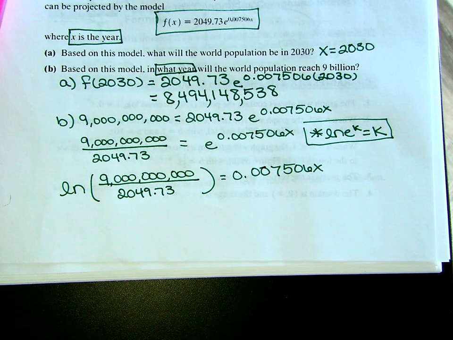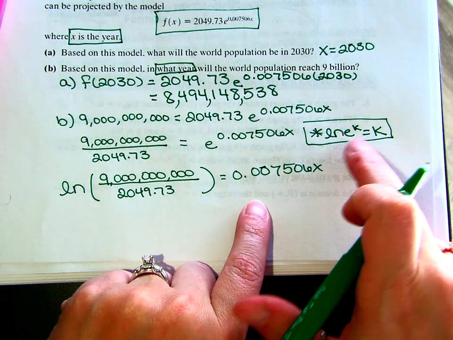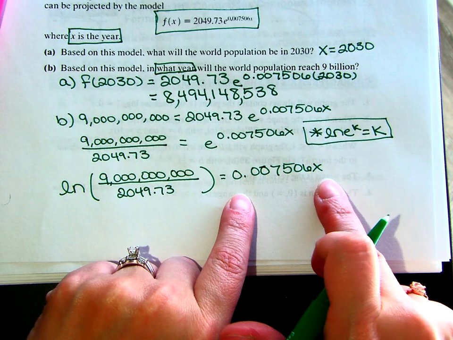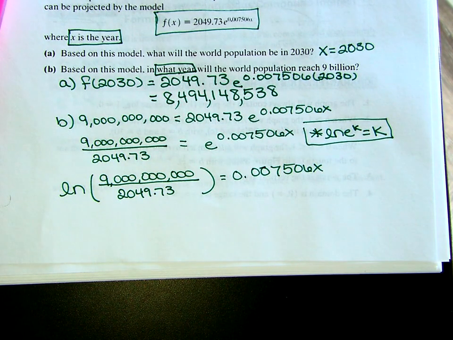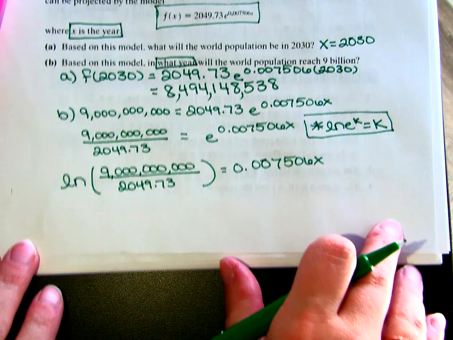Really close to having x by itself now. What would I do? Divide it all again. Lots of dividing. Because if I divide over here by this, that goes away, and then I divide everything on this side.